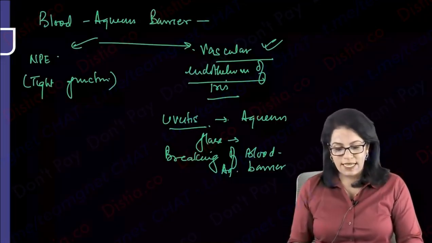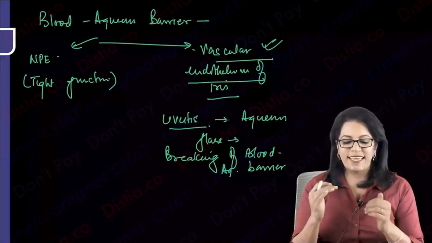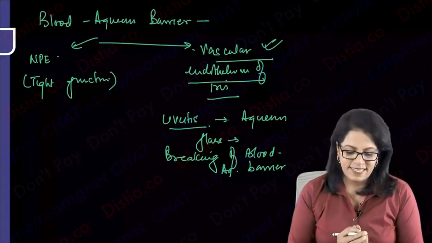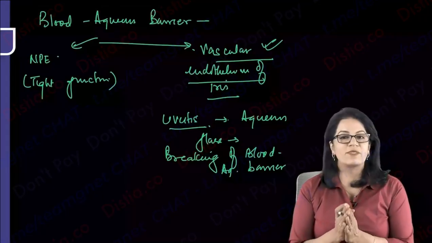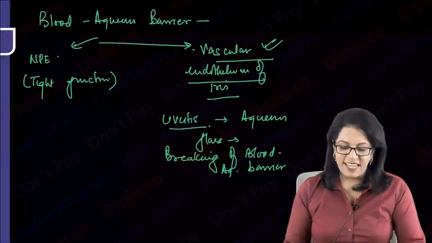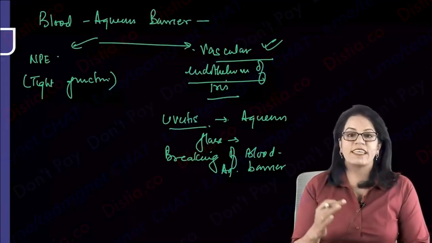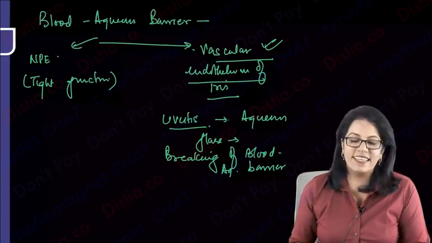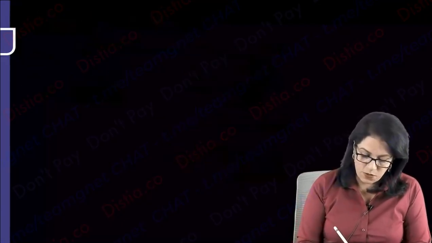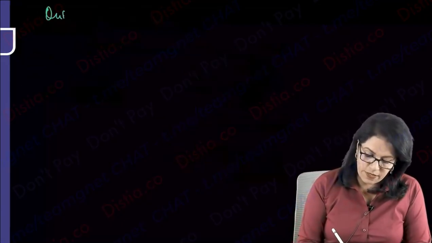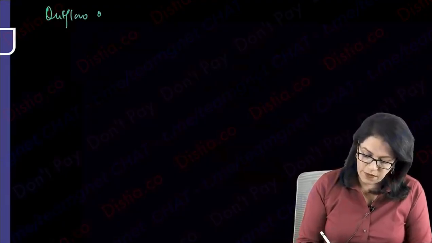Once we know this, next we talk about the outflow of the aqueous. Now this is a repetition and I really expect you to be very comfortable answering this. So what are the major two outflows? Conventional is the major one. Second one is uveoscleral. Right? Let's note down together. So the next heading is outflow of aqueous.